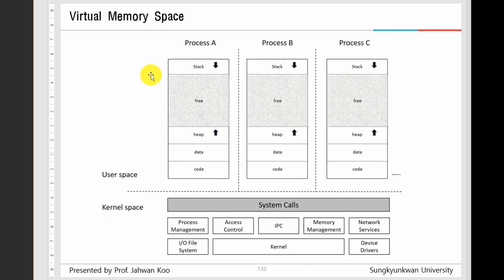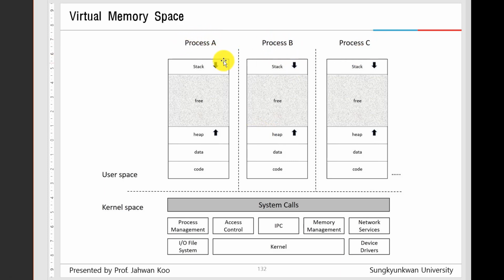This is a picture showing the structure of virtual memory space. When the system boots, the kernel is loaded into the kernel space. If you run a program, the program is loaded into the user space. The program loaded in the memory becomes the process. Linux system can have multi-processes, as you can see.